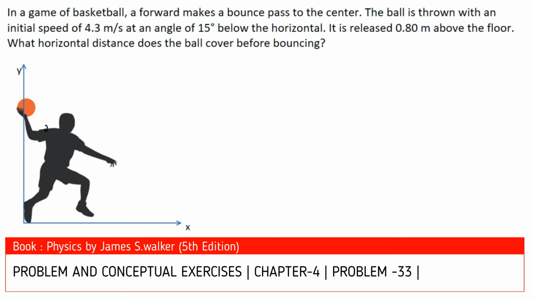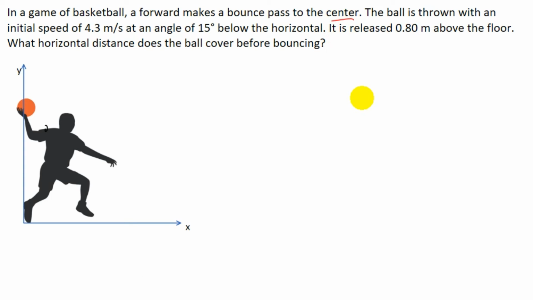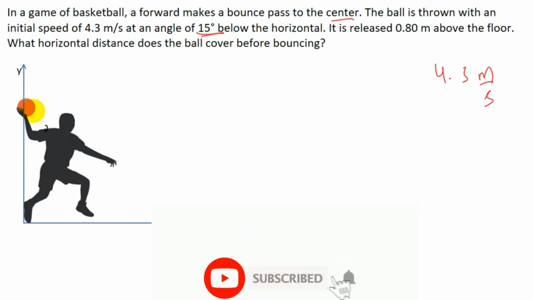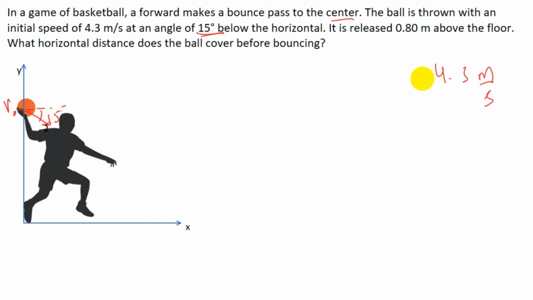Now in this question we are given that in a game of basketball, a forward makes a bounce pass to the center and the ball is thrown with an initial speed of 4.3 meters per second at an angle of 15 degrees below horizontal. So let me show it on the figure. So this is the ball thrown like this, and this angle is 15 degrees below horizontal, and the speed is 4.3 meters per second. Now the ball is released 0.80 meter above the floor. So this height h is given to be 0.80 meter.